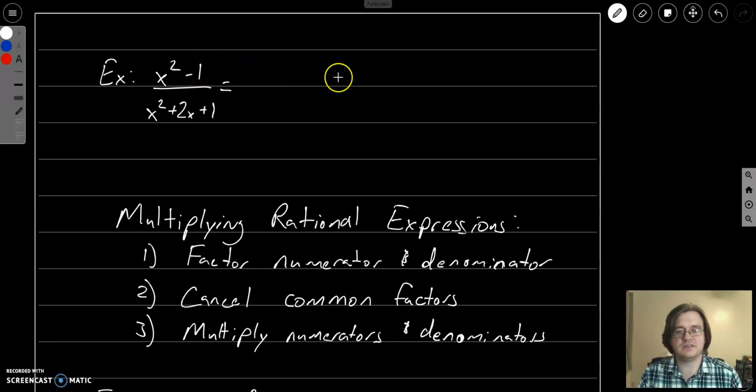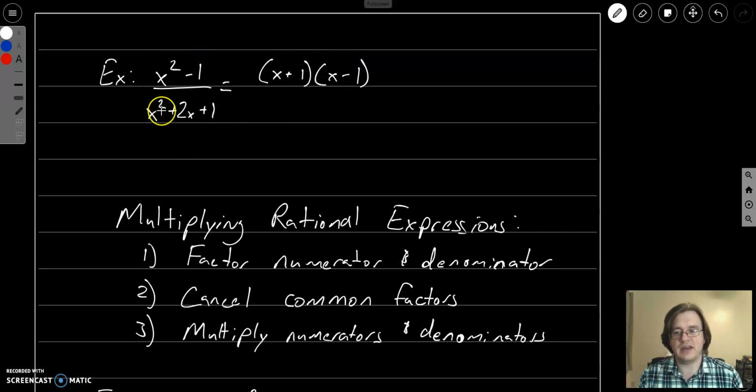Here I have a difference of squares. I've got an x squared minus 1 squared. So when I factor this, I can factor this into x plus 1 times x minus 1. Again, when we multiply conjugates like this, we get a difference of squares.